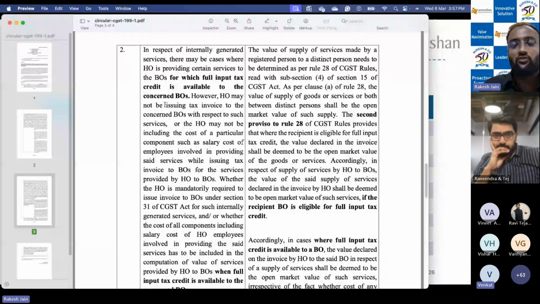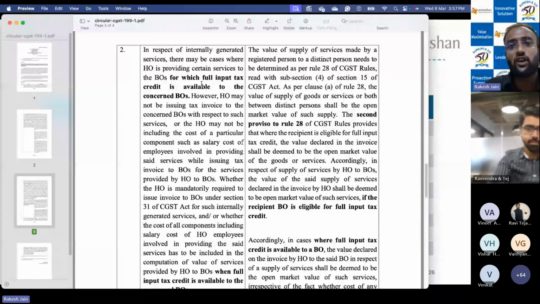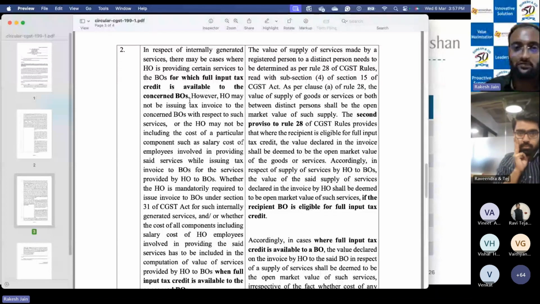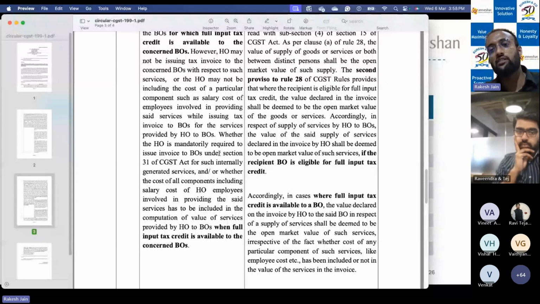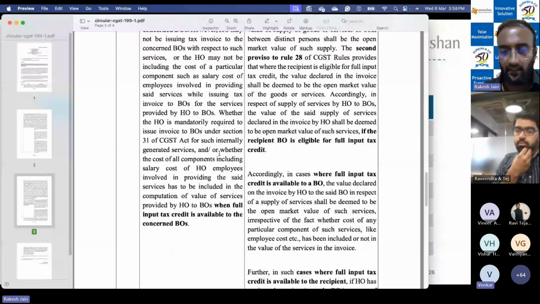Can you guys see? In respect of internally generated services, there may be cases where head office is providing certain services to branch office, for which full input tax credit is available to the concerned branch office. However, HO may not be issuing tax invoice to concerned BOs with respect to such services, or the HO may not be including the cost of a particular component such as salary cost. Now, there was a query raised that for this internally generated services, when I'm doing a valuation, assuming I don't include the salary cost, I may just include the overhead. Is it a right mechanism?